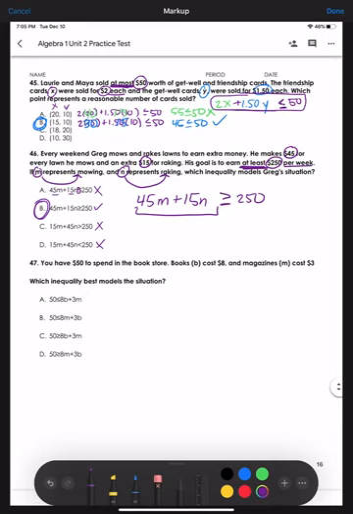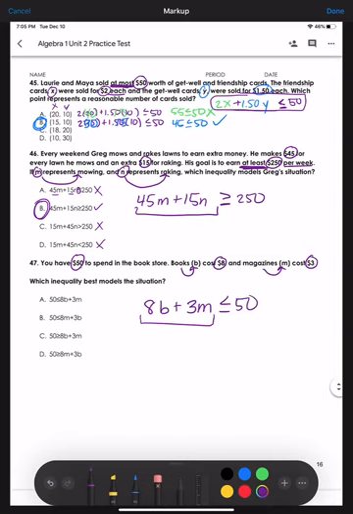And the last question. You have $50 to spend in the bookstore. Books, which are B, cost $8, and magazines, M, cost $3. Which inequality best models the situation? Once again, I'm going to do it myself first. It's the same type of situation here. I'm paying $8 per book plus $3 per magazine, and I only have $50, so this amount that I'm spending needs to be less than or equal to 50.